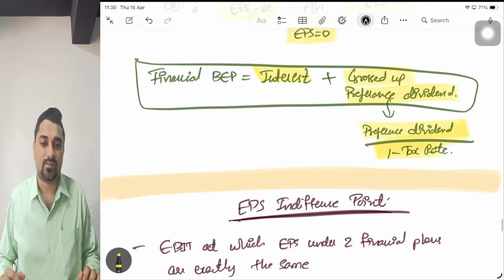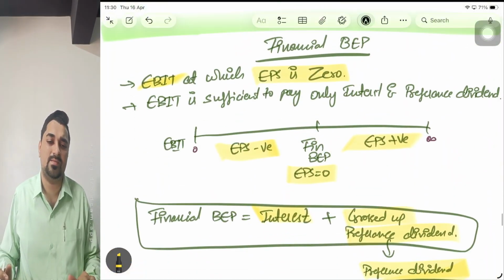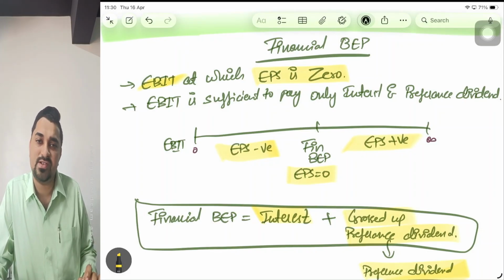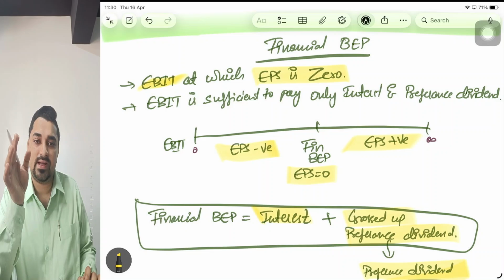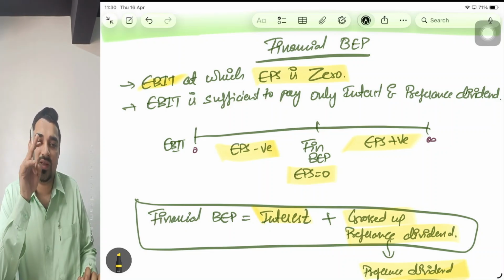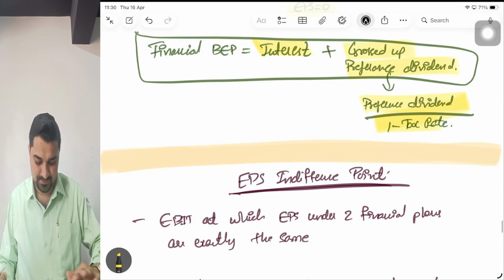Yes, this was all about financial BP. Again, very important, very simple. Financial BP means interest plus grossed up preference dividend. It is that level of EBIT at which my EPS will become 0. Whenever I calculate financial BP and my EBIT is less than that financial BP, EPS can be negative. If my EBIT is more than the financial BP, then EPS would be positive.